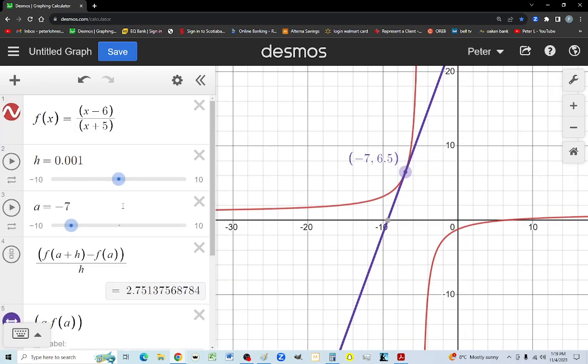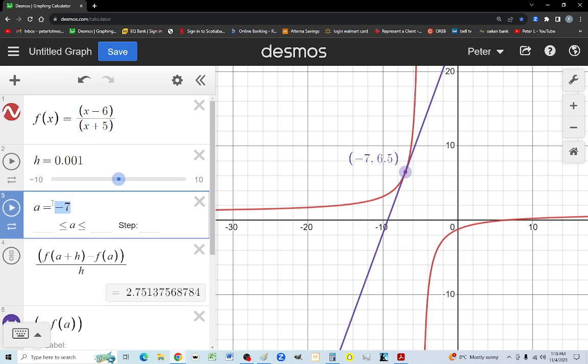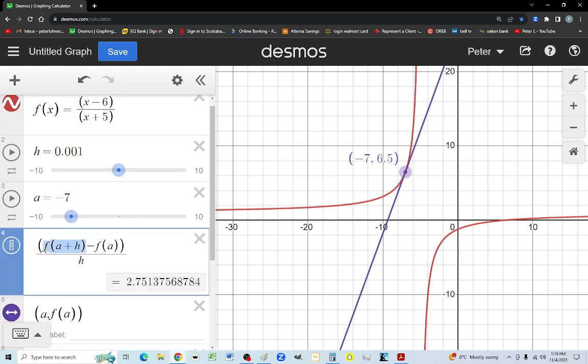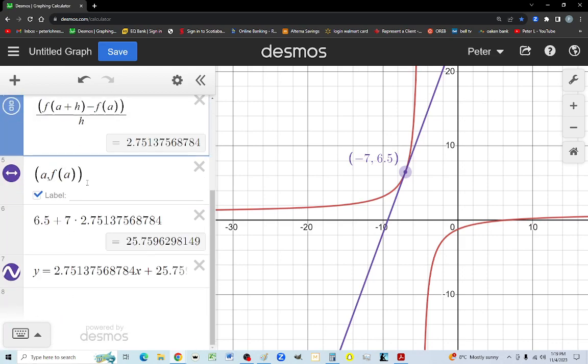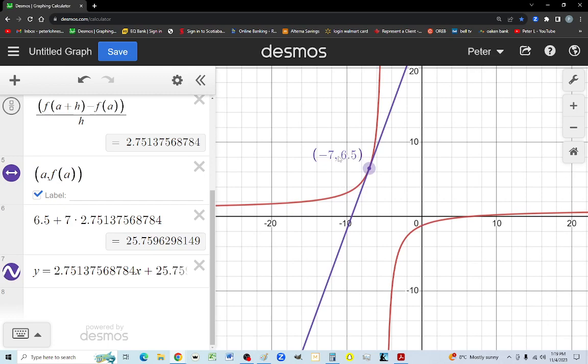So what did I do? Let's run through it. First I used an h, then I set my x value to minus 7, then I solved my y value there for f of minus 7 plus h minus f of minus 7, and then I divided by h. Then I plotted the point a comma f of a, which is minus 7 comma 6.5, shown right here.